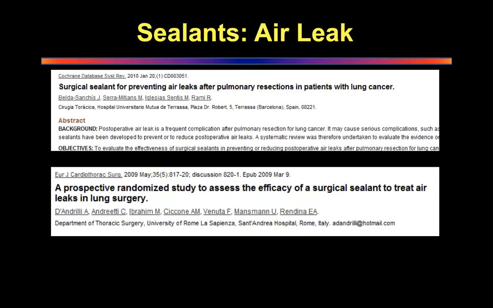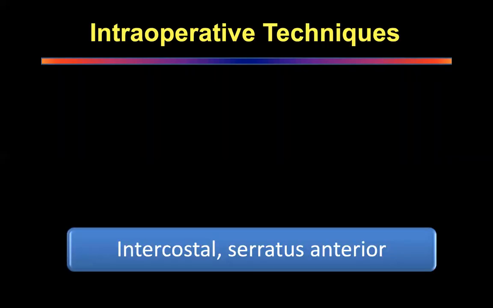So there's a lot of data out there, prospective randomized studies, quite a lot of level 1B, 1C, 2A data, which is talking about use of sealants in thoracic surgery. And you can take it or leave it depending on what your local strategies are.